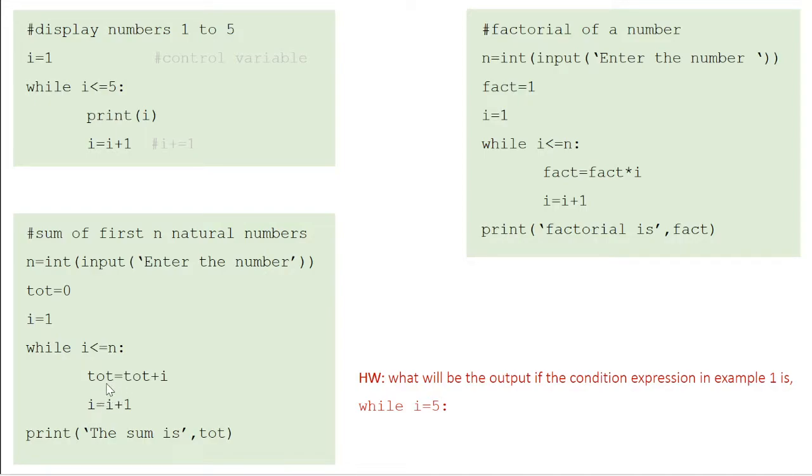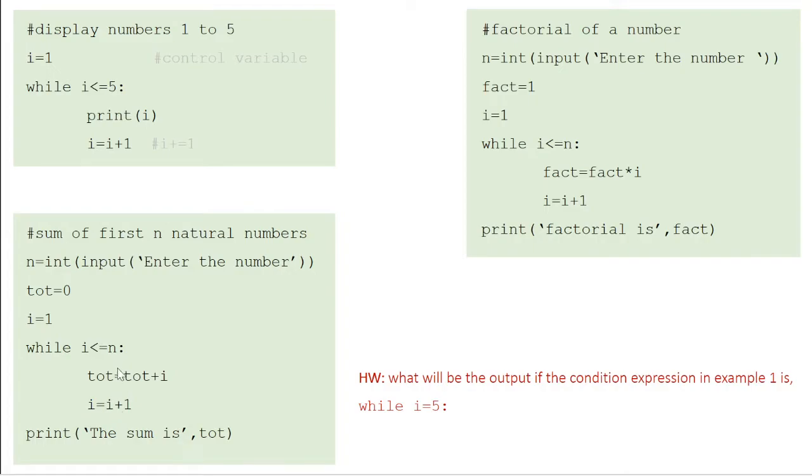What is the body? I need to find the sum, so I am going to say tot equal to tot plus I. Then I need to modify the value of the control variable, I equal to I plus 1. So instead of writing I equal to I plus 1, you can also write I plus equal to 1. The meaning of this is the same as I equal to I plus 1. But I thought writing this way is more readable for people. So it's up to you. I prefer to use I equal to I plus 1.